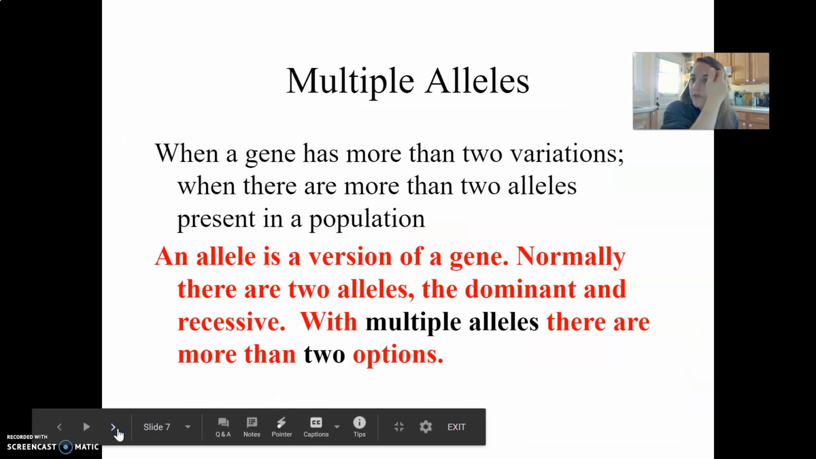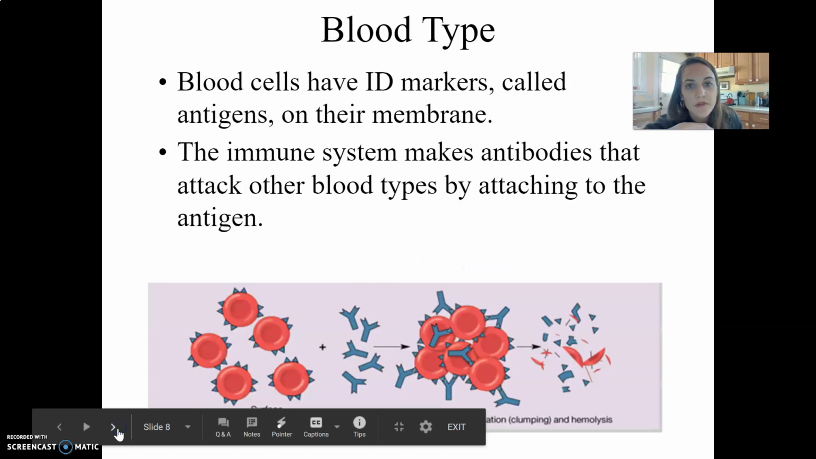Okay, the third type is called multiple alleles. What this means is there's more than just two variations of a specific gene trait. So there can be dominant and recessive, but there might be multiple, not just two options for these different alleles. The most common example of a multiple allele trait is your blood type.